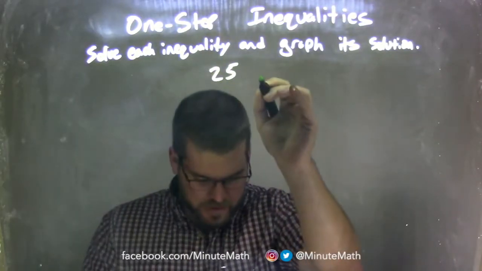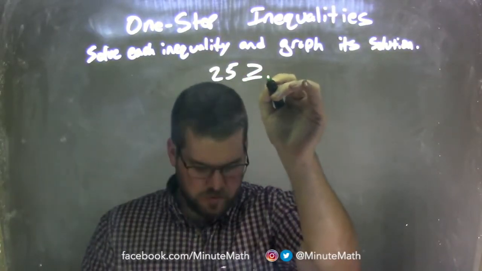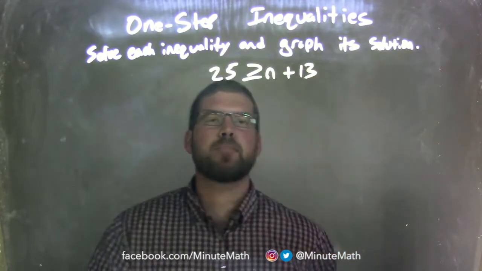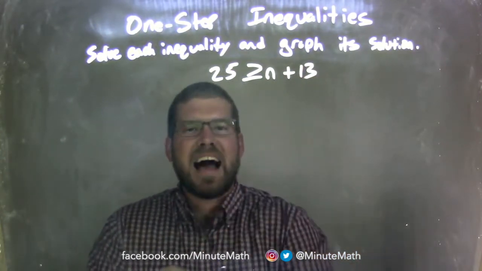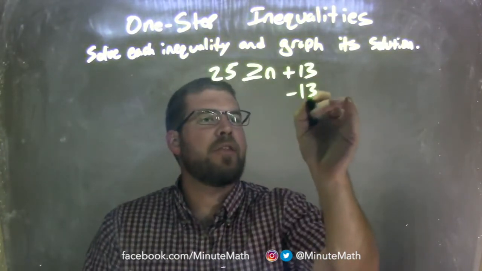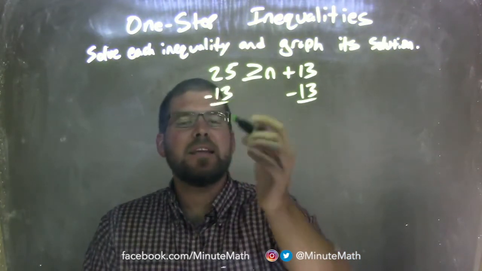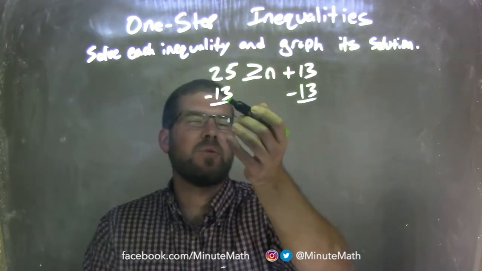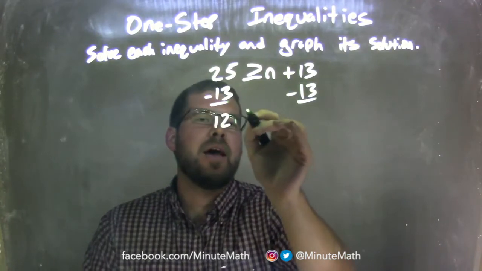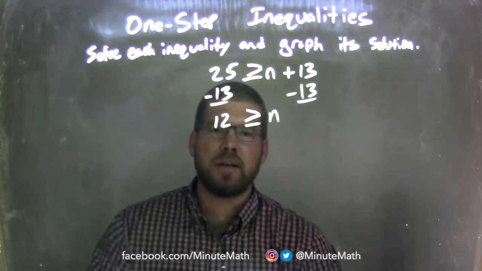25 is greater than or equal to n plus 13. Okay? Well, my first step is I need to isolate the n. So I'm going to subtract a 13 to both sides. That leaves me with 25 minus 13 on the left, which comes out to be 12, right? It's greater than or equal to n, which is just left to the right.